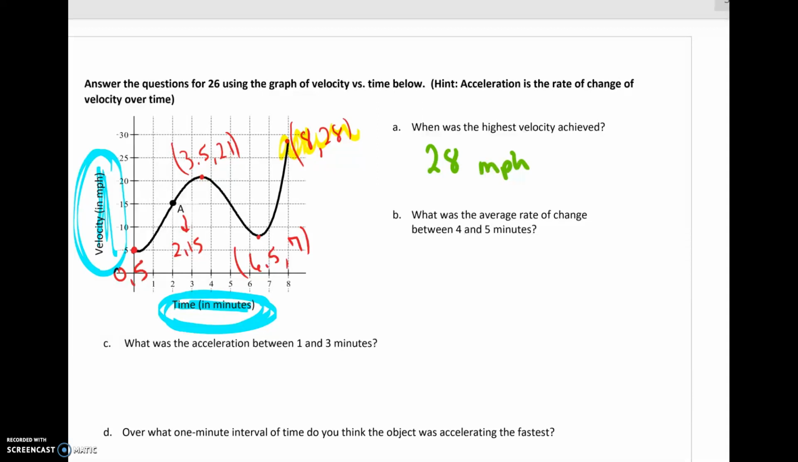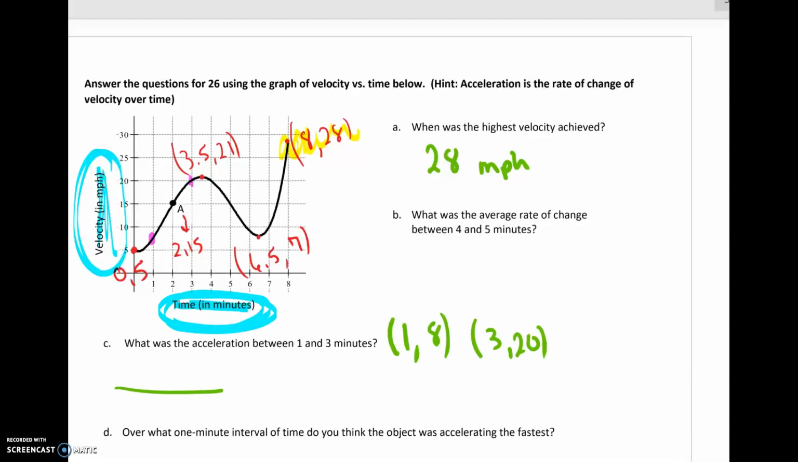What was the acceleration between 1 minute and 3 minutes? So if I look at 1 minute and 3 minutes, here's 1 minute and about 3 minutes. What was the acceleration? That means I'm going to need to know what that speed was. So I will need to do an average rate of change here. So at 1, I think we're about 8. And at 3, I would say we're right at 20.